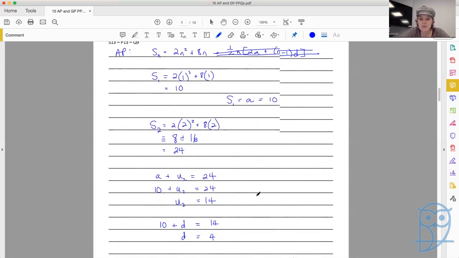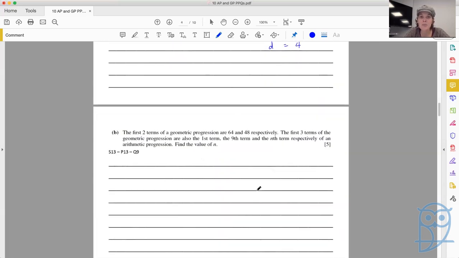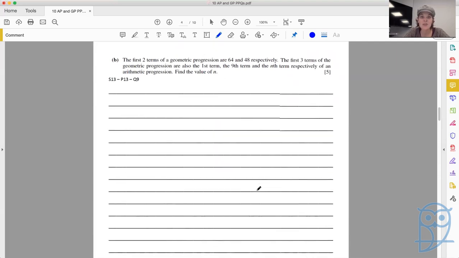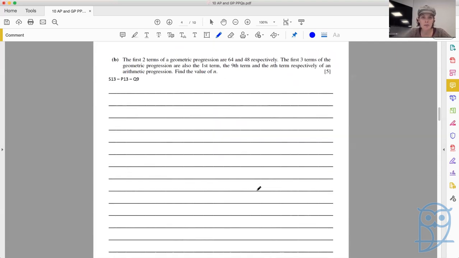The next part of this question is one of those classical comparisons. Okay, so the next level of why your summary is so important. I think I should call this lesson APs and GPs, why your summary is so important. Okay, so here we have lots and lots going on. First two terms of a GP are 64 and 48. First three terms of the GP are also first, ninth, and nth of an AP. Find the value of n. Breathe.